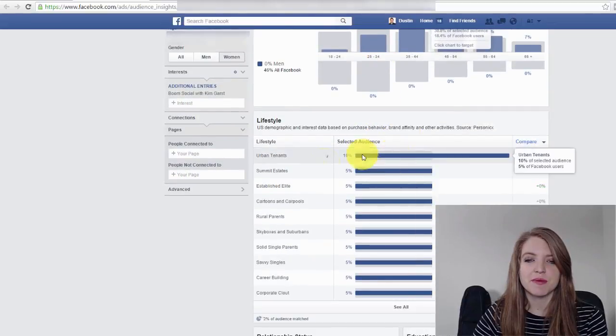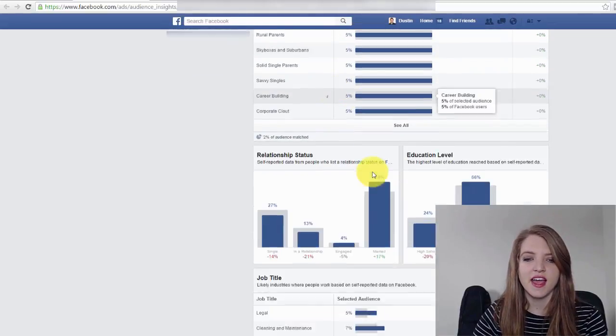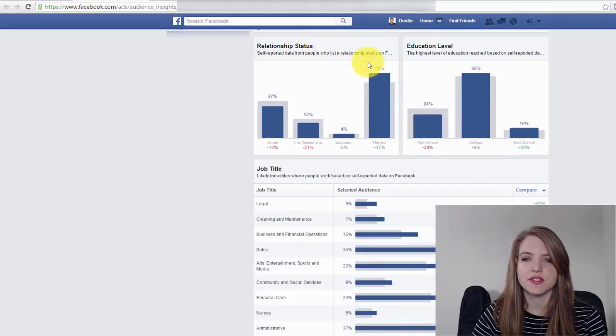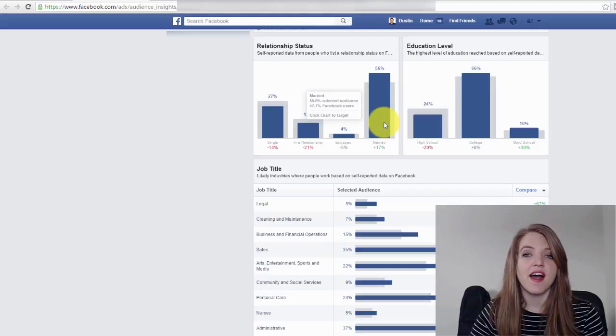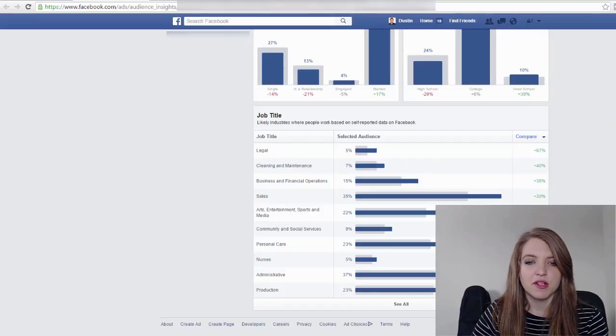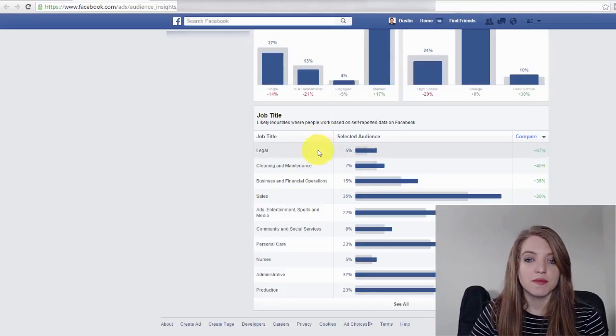And so lifestyle right there, that's pretty cool. Again, it shows you different ways to talk to that audience and the things that they like. And finally down here, you can see other cool things like relationship status. You can see 56% of her audience is married, 66% have college level education, and below there you can see the different types of jobs that people have.